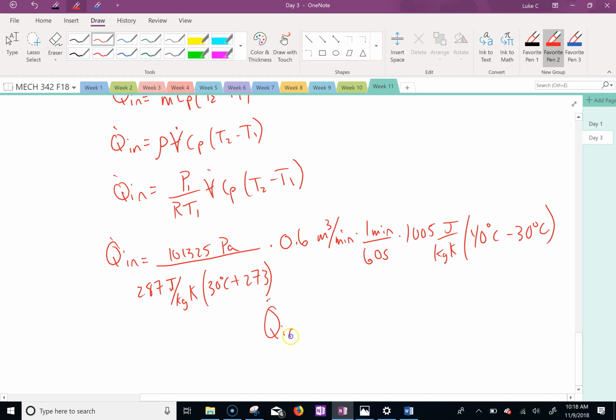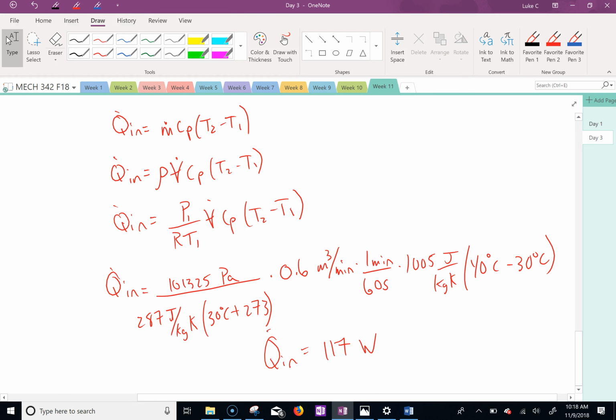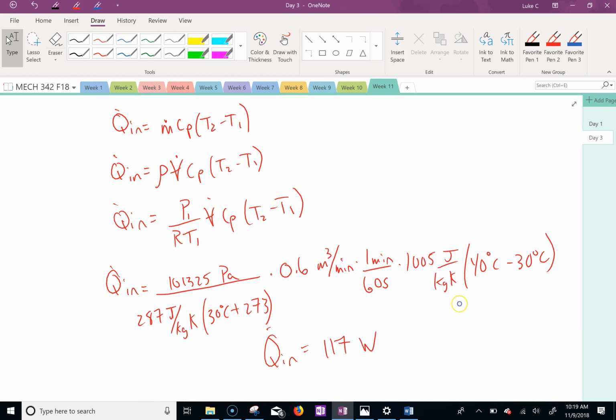Finally, Q dot N to be 117 watts. And to go back to what I was saying with the density, the mass flow rate, this m dot, is always the same, right? So you can figure the m dot at 1 and then m dot at 2, okay, and they're going to be the same. So, and then finally we can solve for what?